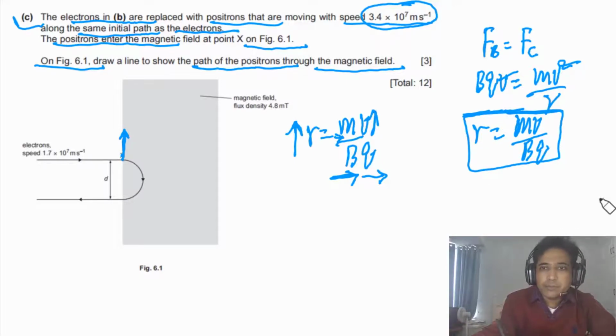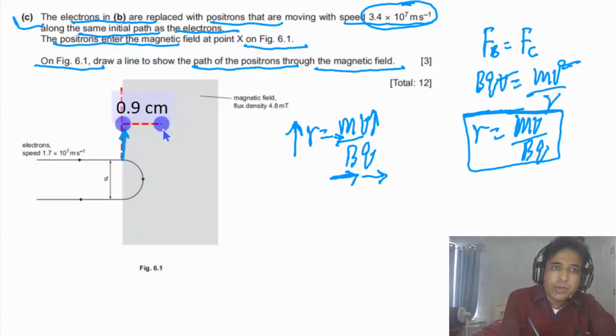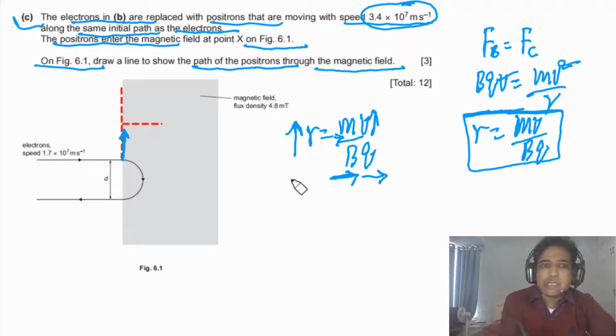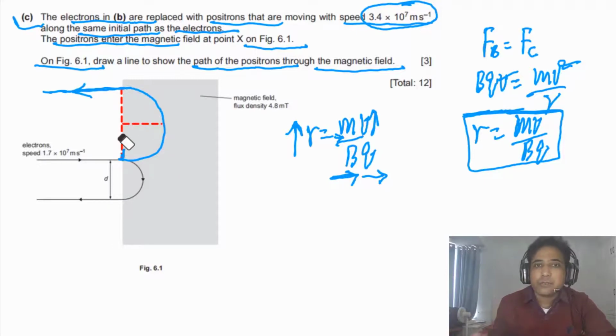Now simply we need to sketch the path. So first of all we can look at the diameter of this one. This is about 0.9. So this diameter has to be double, 1.8. And the radius of this one will be 0.9. Now simply we can sketch this. So positron will deflect somewhat like this. So this is how you need to sketch. If you sketch this one for this question, you will get 3 marks.